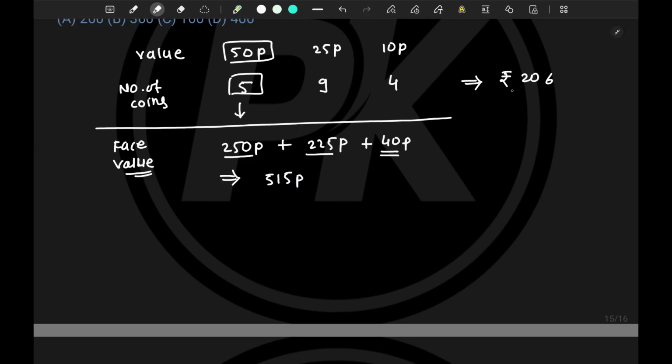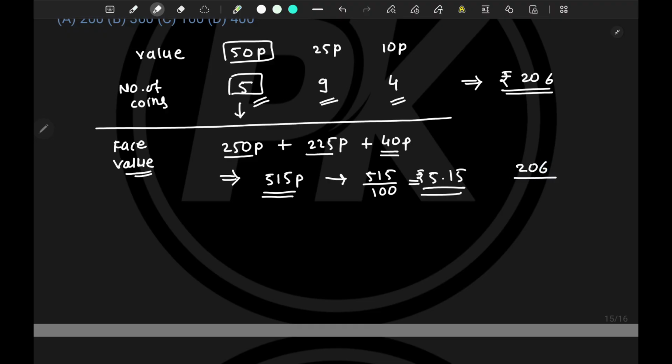No. But if you see, the final value is given in rupees, so we have to convert this paisa into rupees. That means we have to divide 515 by 100, that means 5.15 rupees. Do you agree? So in one set, with 5 coins of 50 paisa, 9 coins of 25 paisa and 4 coins of 10 paisa, the value is rupees 5.15. But the total value of those coins is 206 rupees, so I have to find out how many total sets are there.